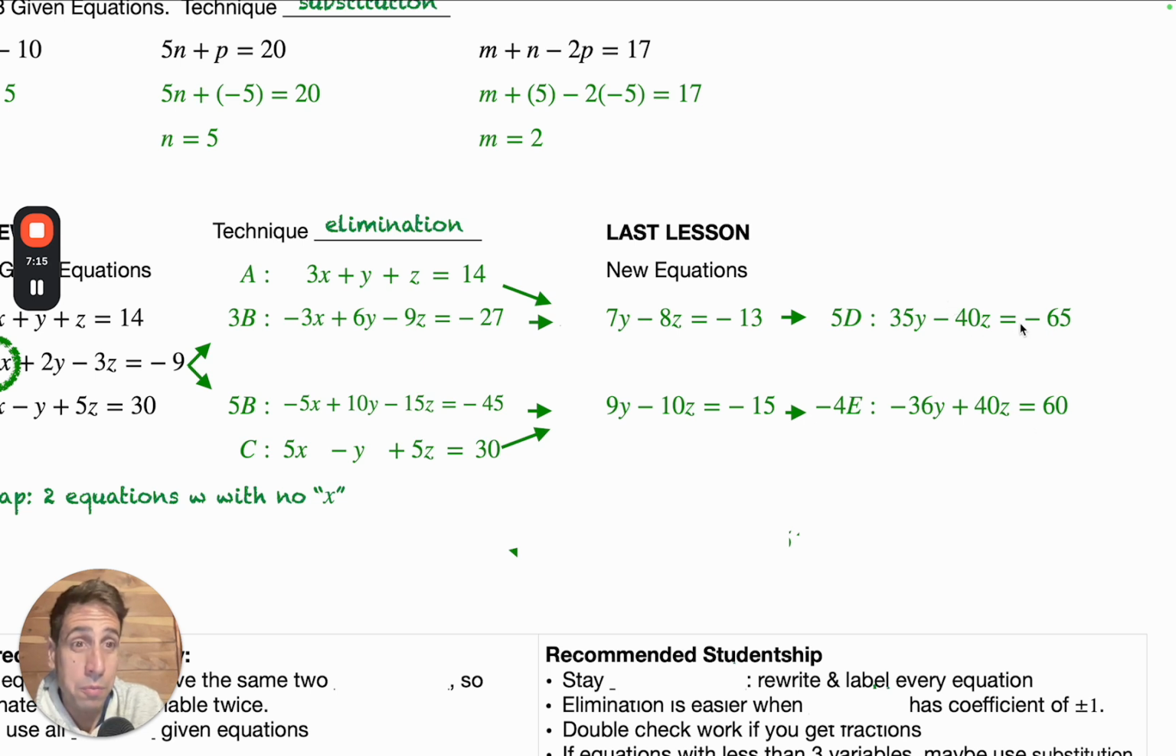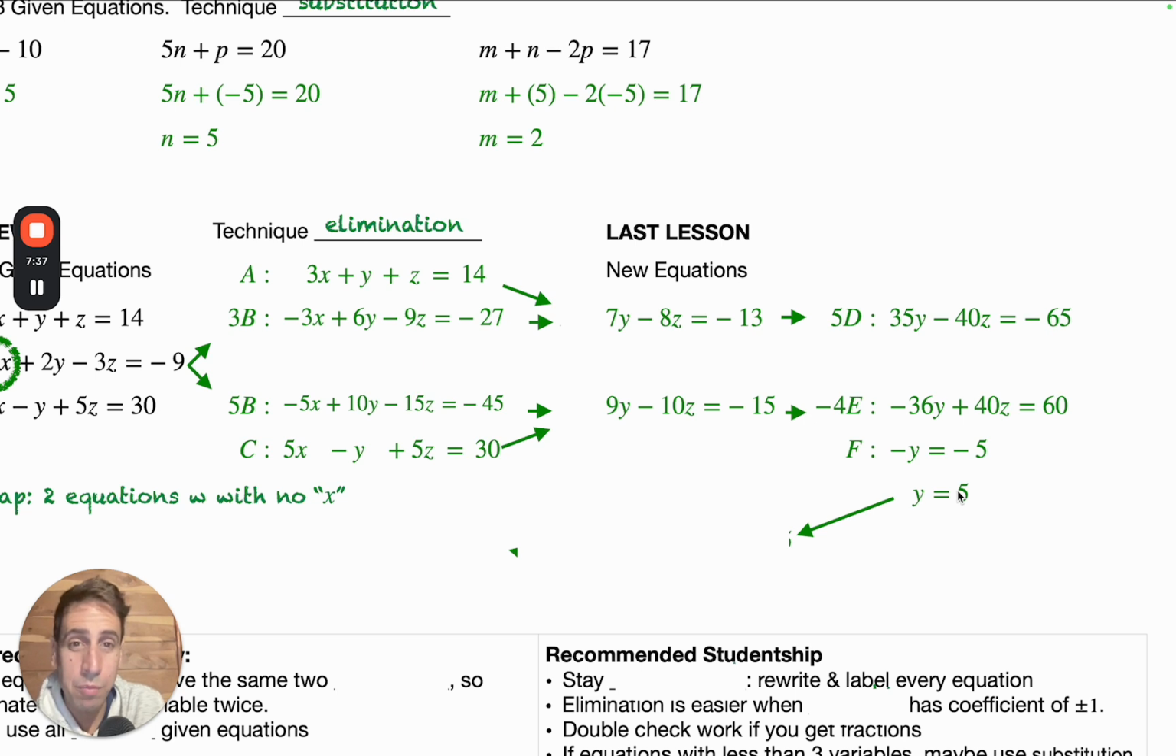Great. The numbers might be a little bit larger, but I have a 40z and a minus 40z, and if I add these two equations together, just like I did last lesson, then I get one equation. I'll call that equation F. It's a new equation. F has negative y is equal to negative 5. Solving it, you get y is equal to 5. Great, I actually have one of the variables.